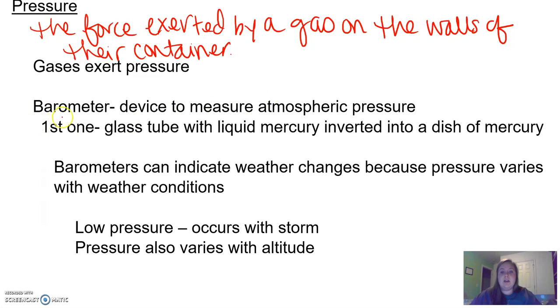A barometer is the device that we use to measure atmospheric pressure, and the very first one was a glass tube with liquid mercury that was inverted into the dish that had mercury. There's a picture on the next slide. And as the pressure rose, the amount of mercury rose in the tube, and that's how the pressure was measured. And we use barometers now in order to measure outside weather conditions. More specifically, if a storm is coming, you're going to get low pressure. It also changes with altitude.